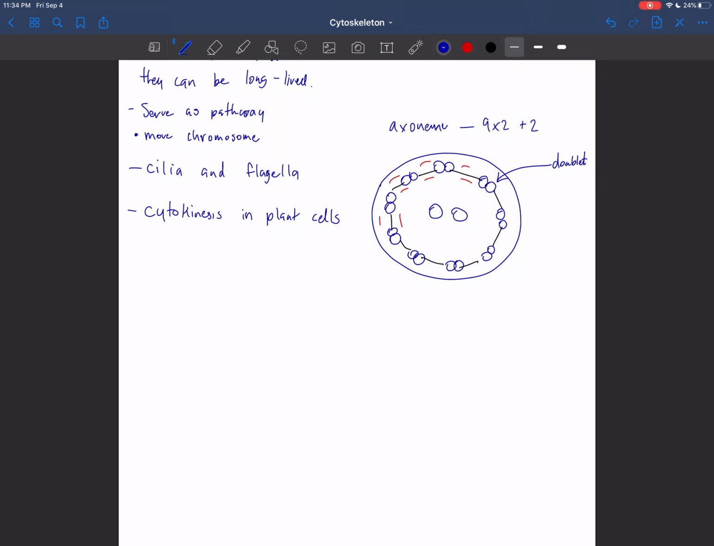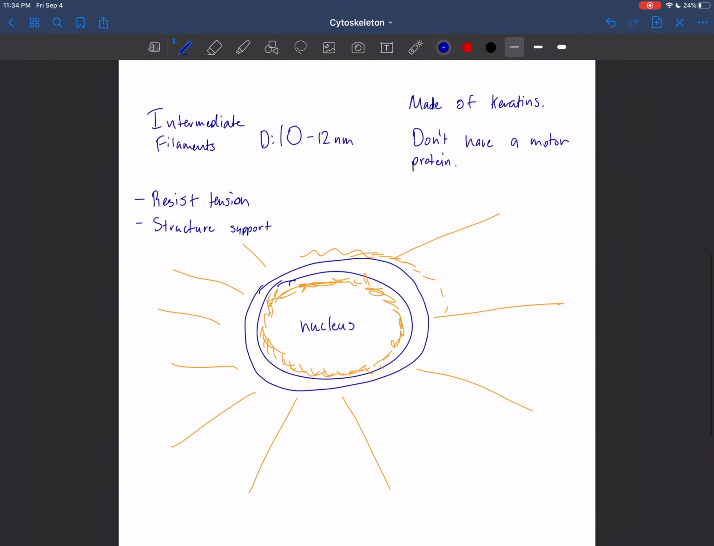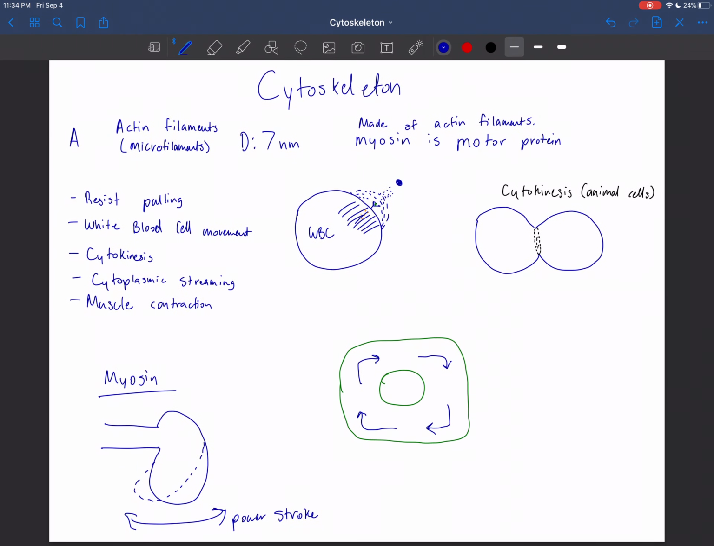You're also going to see these things called centrosomes. MTOC just stands for microtubule organizing centers. These are in animal cells, and I think they said they don't know what they are actually used for. I can't remember too much, but basically centrioles make up a centrosome. I don't think they know exactly what they do, but that's basically a breakdown of the 3 cytoskeletal elements.